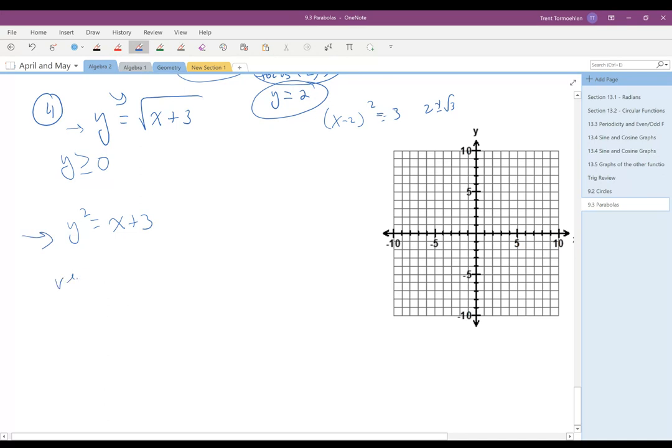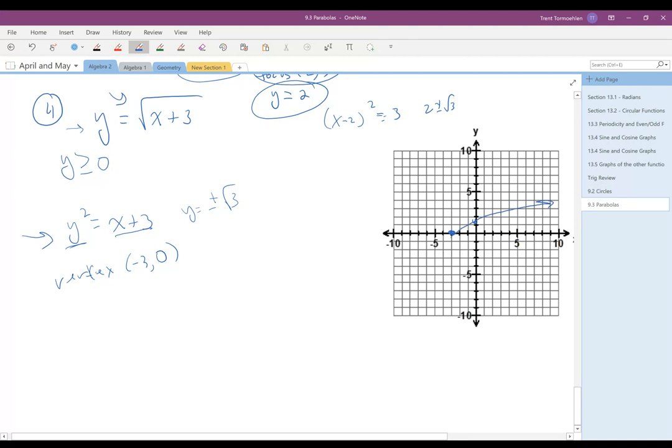So our vertex is just going to be negative 3 comma 0, because there's nothing with the y squared term, and then we just got this 3 here with the x, so we do the negative of that. So negative 3 comma 0 is our vertex. And then we could find the y-intercepts by plugging in 0 for x, and so our y-intercepts are going to be plus or minus root 3. But y can't be negative, and so it turns out that it's just a parabola, but it's a half parabola that is just the positive part. And so it ends up looking like this.